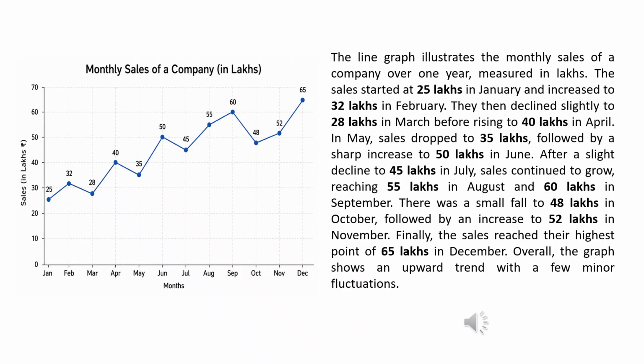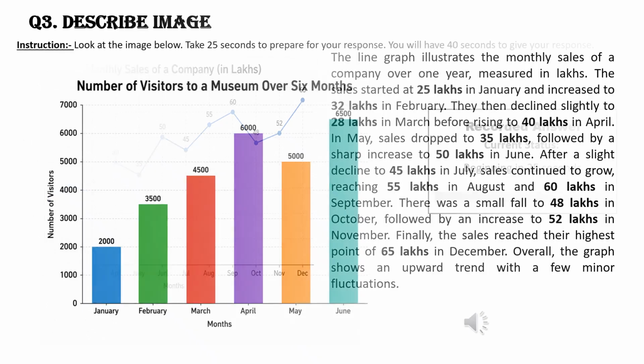After a slight decline to 45 lots in July, sales continued to grow, reaching 55 lots in August and 60 lots in September. There was a small fall to 48 lots in October, followed by an increase to 52 lots in November. Finally, the sales reached their highest point of 65 lots in December. Overall, the graph shows an upward trend with a few minor fluctuations.